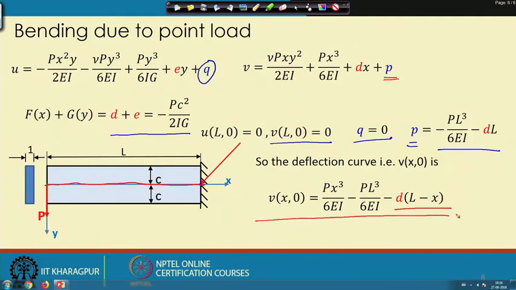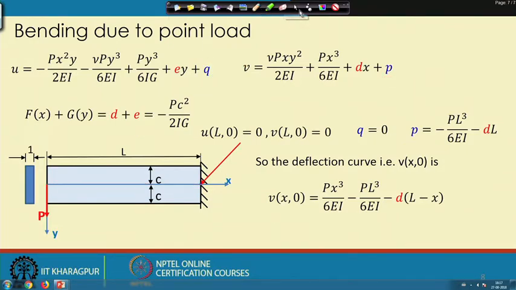Now you see, to find out this elastic curve or the deflection curve, we need to find out D. So what should be the D? Finding out D, we can use, at this point, our original knowledge of strength of materials, or another condition. Let us see how to find out D here.